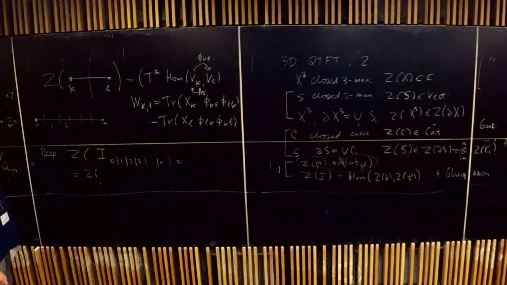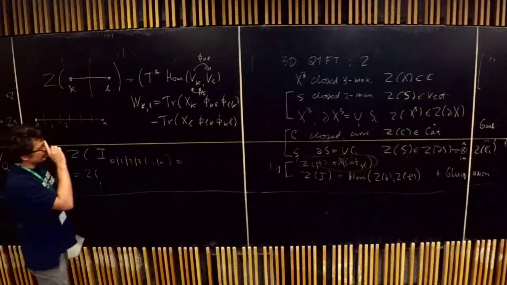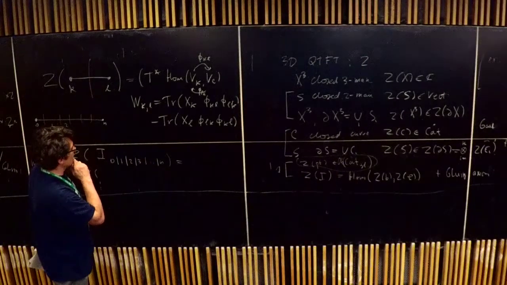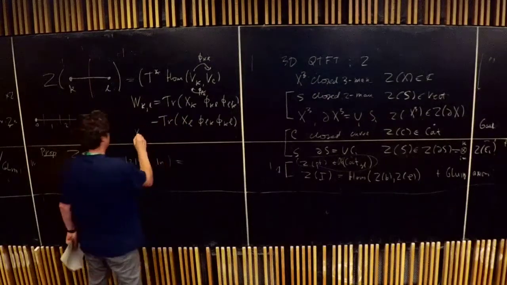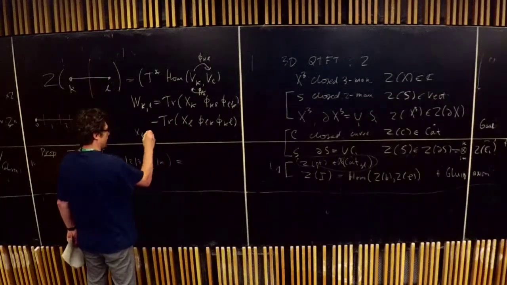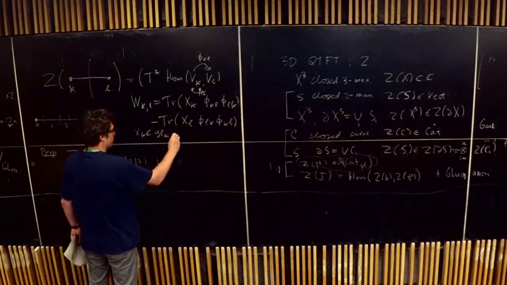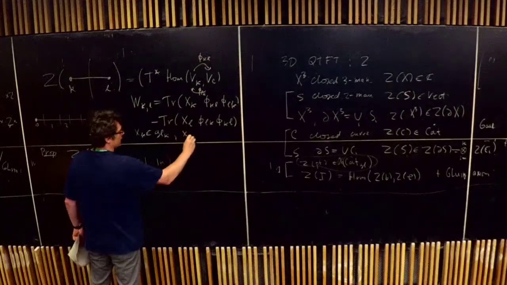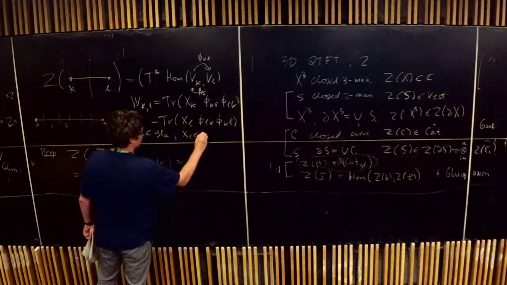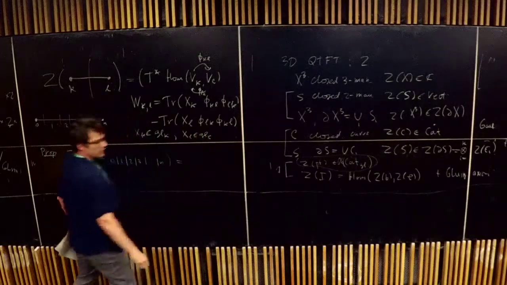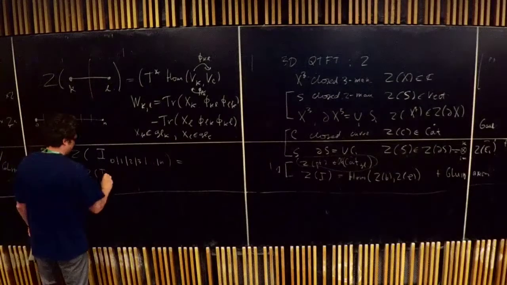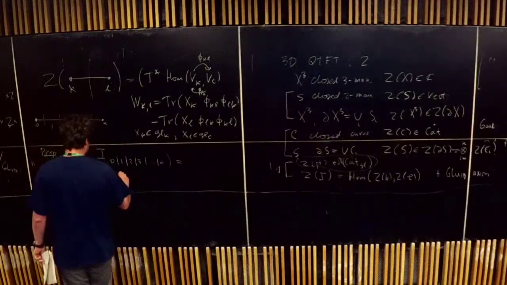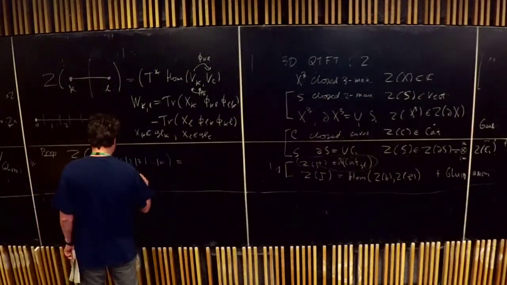I'm making some GL factors. XK lives in GLK, and XL lives in GLL. By our axioms, it had better be a composition of these things.